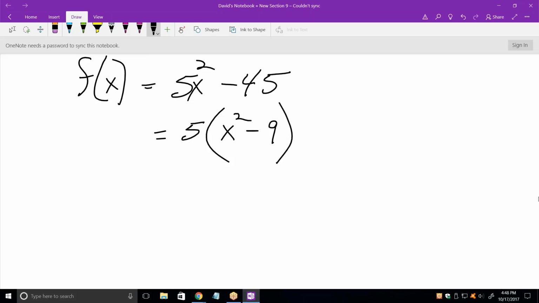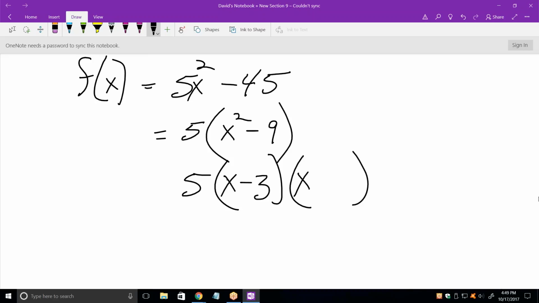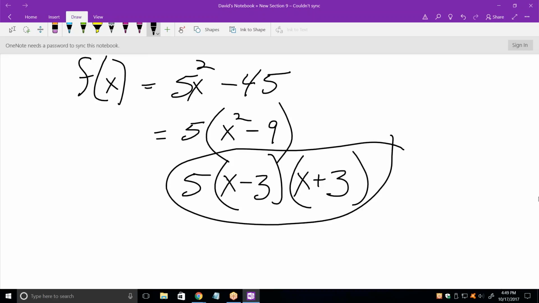Now, I can no longer take any greatest common factor, but I am looking at a difference of perfect squares. How's that factor? So x minus 3 times x plus 3. Once you get the first one, you don't even need to think about the second one. The second one is always the conjugate of the first. Always. Okay, and I've factored it fully without having to resort to factoring as a quadratic. In other words, by using greatest common factor and difference of perfect squares, I'm done.